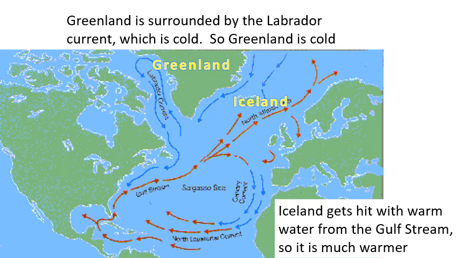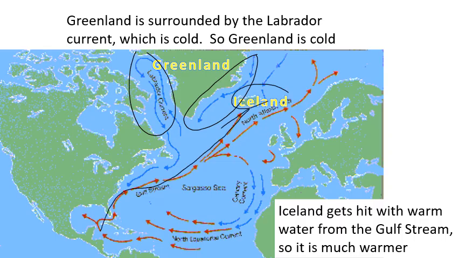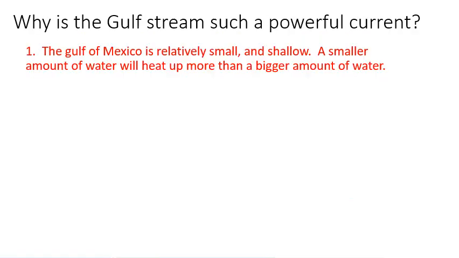Greenland is surrounded by the Labrador Current. You'll notice on this map, those are drawn with blue lines. That's cold water from the polar area. So Greenland actually ends up being pretty cold. But if you notice where Iceland is, Iceland gets a lot of energy from the Gulf Stream. Even though it's not in the Gulf of Mexico, it gets that warm water from all the way down there by Florida, and it makes Iceland a lot warmer than you would expect it to be.